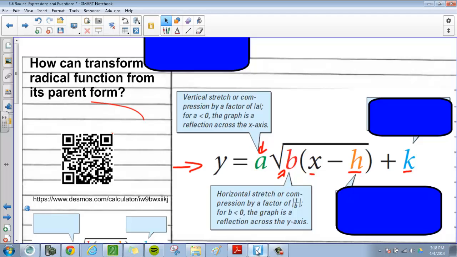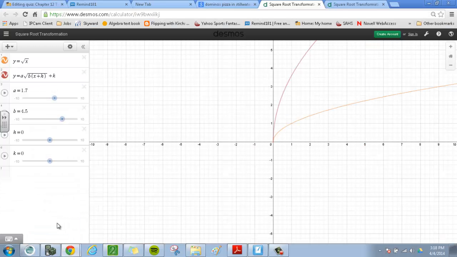Okay, let's see what this h does to the function. We'll go back to that graph and make it look a little bit more normal, and we'll start playing around with this h here. We're moving it back and forth. It looks like the h makes it go left and right. When the h is positive, it goes to the left, and when the h is negative, it goes to the right. Okay, that's good to know.